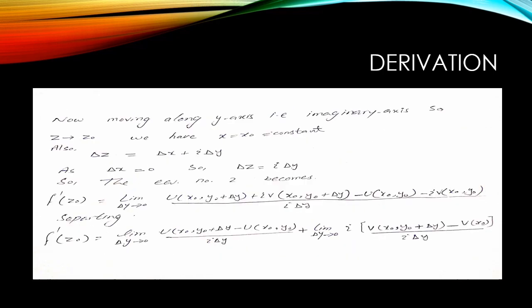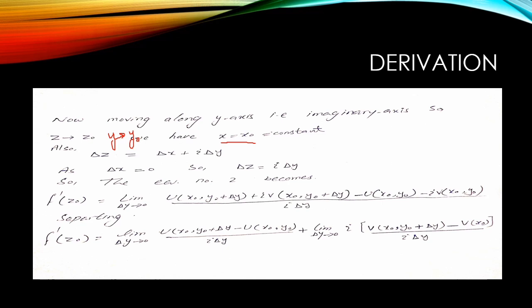Now moving along the y-axis, or you can say the imaginary axis, we can say that z approaches z naught, and y approaches y naught, and x is equal to x naught, which is constant. Also we know that del z is equal to del x plus iota del y, and as we can see, del x is equal to 0 and del z is equal to iota del y. So we have substituted these values in this equation.